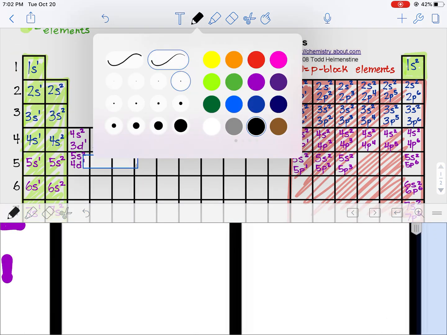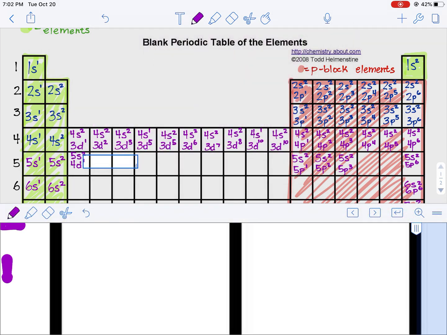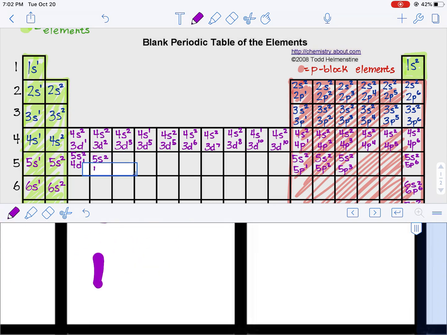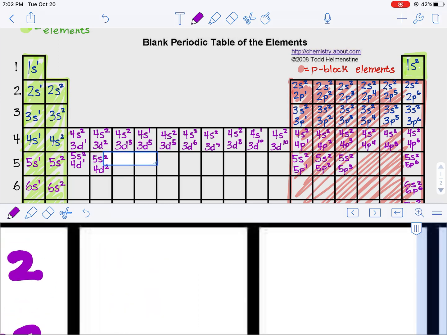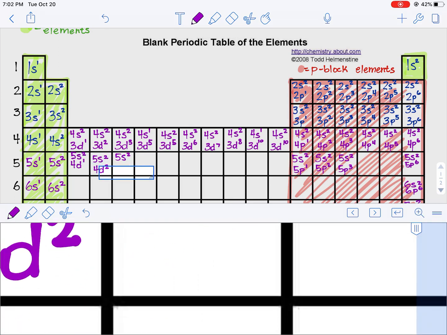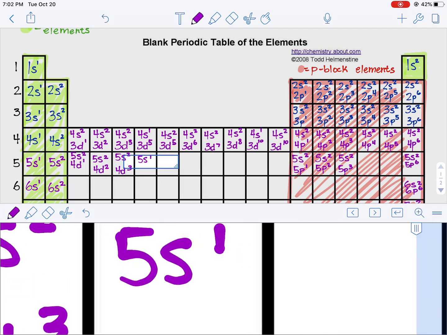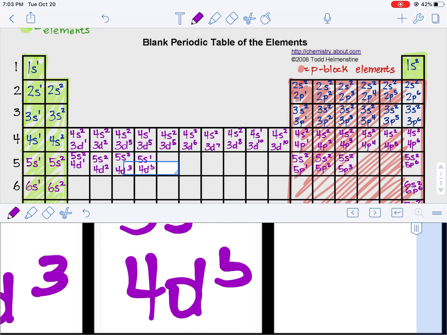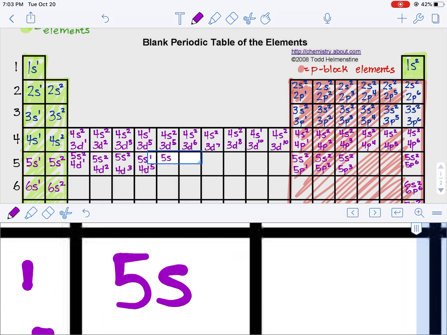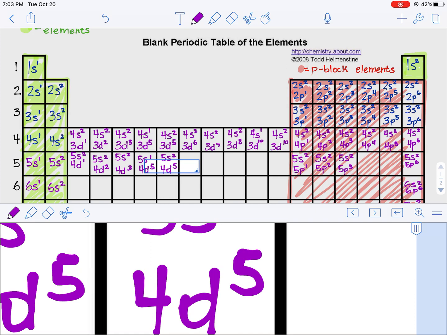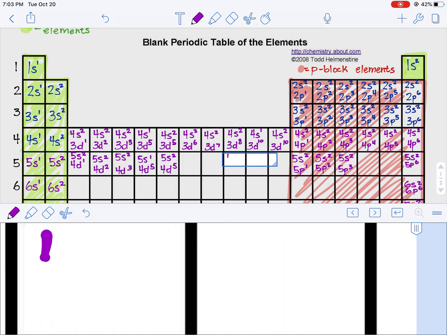Some other patterns. You're probably able to predict that if I move through these next 9 boxes, the boxes will say 5s2, 4d2, 5s2, 4d3, 5s1, 4d5. Remember, that's our exception, half filled S, half filled D. 5s2, 4d5, and so on. I'll just skip ahead.